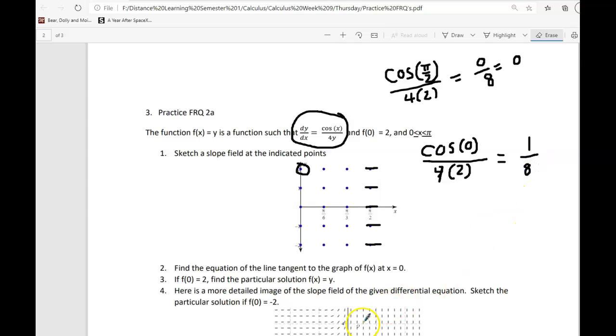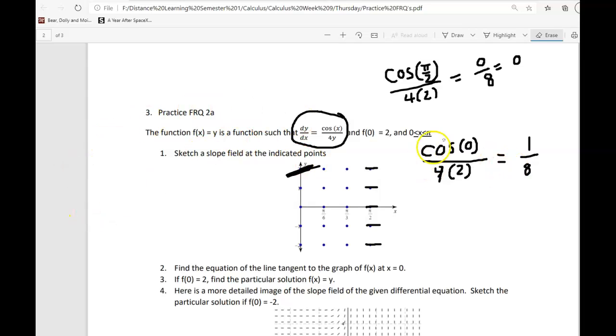Now, that's a really small slope. In other words, it's a pretty flat line. So it's going to look almost flat, but not quite flat. It's a little bit hard to do on my screen. It should probably honestly be a little bit flatter than that.